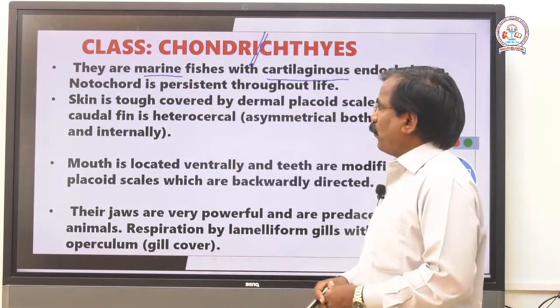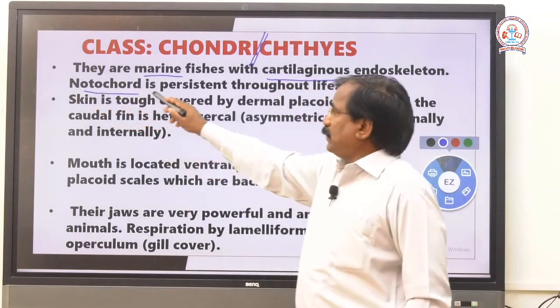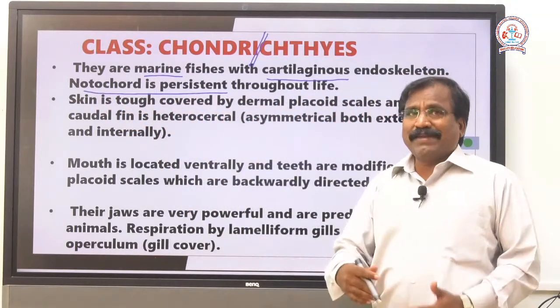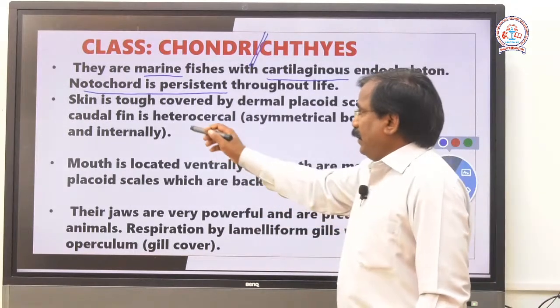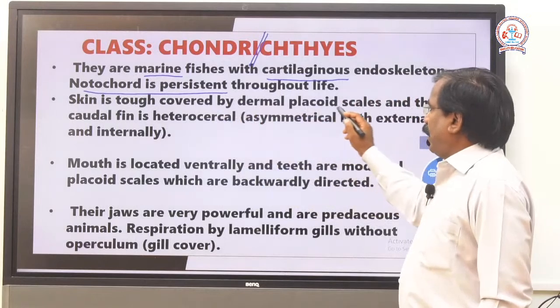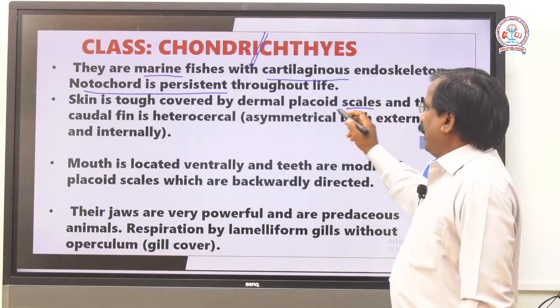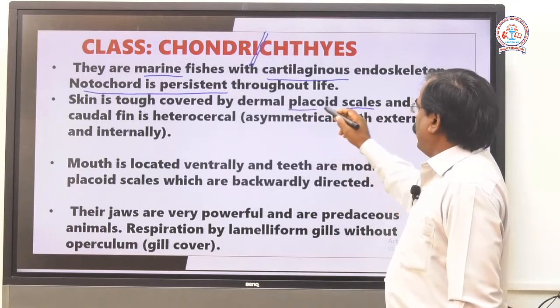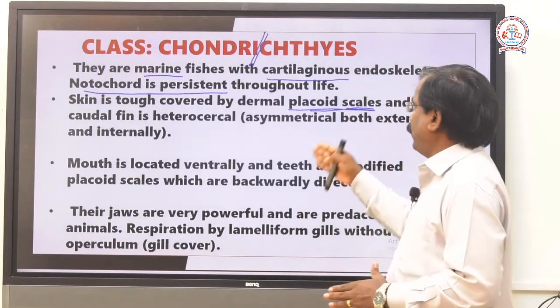and the notochord is persistent. Notochord persistent, so it is not replaced by the vertebral column. And the skin is covered by scales, namely placoid scales. That is the name of the type of scale. It is placoid scales that cover the skin.